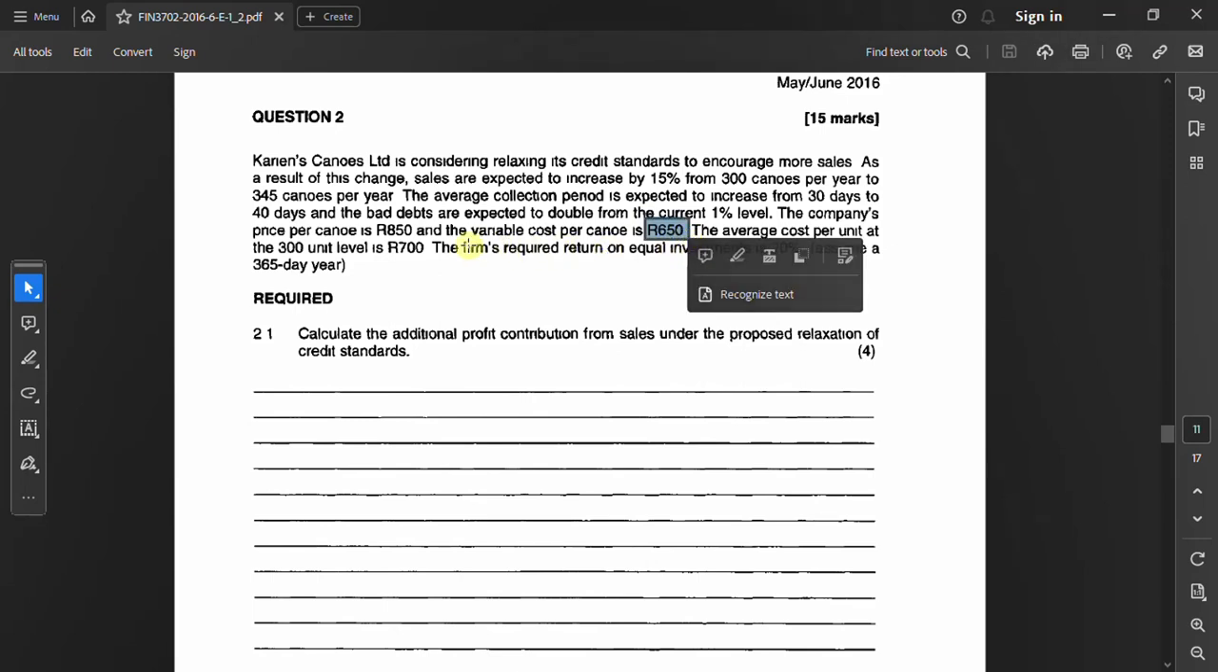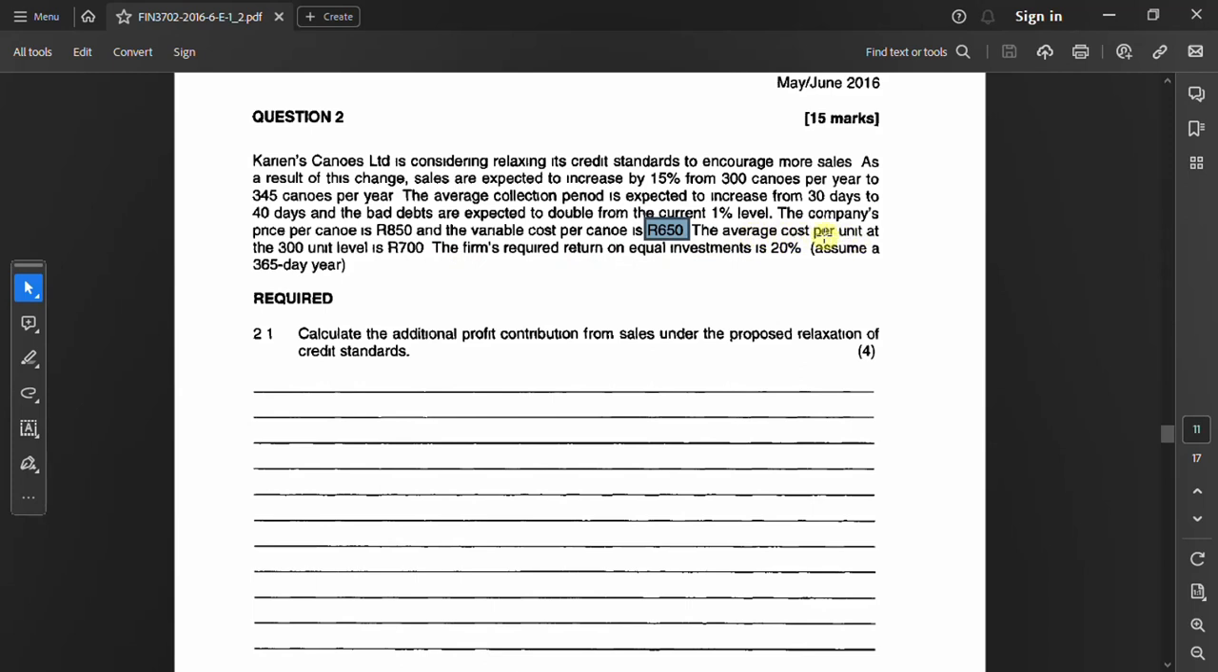And then what else do we have? The company's price per canoe is $850 and the cost. So here you need to do the profit calculation. You're making 200 Rand a canoe in terms of margin profits. Your sale price is 850, cost price 650. Obviously, the difference would be your profits. Then they tell you that the average cost per unit at the 300 unit level is 700. So that's at the 300 unit level, which is the current situation.